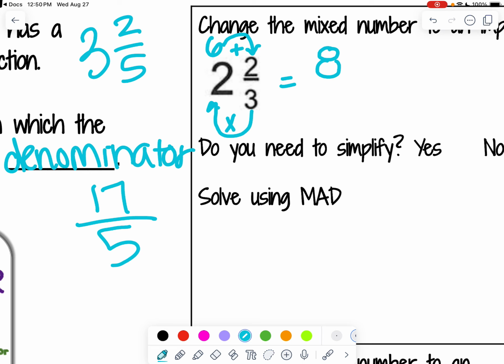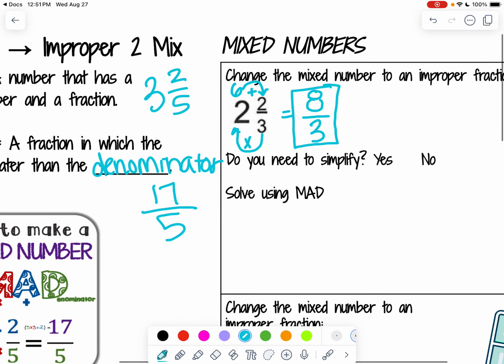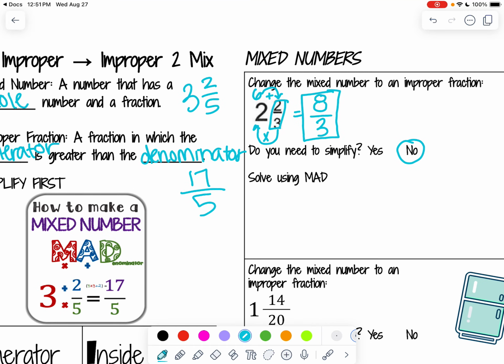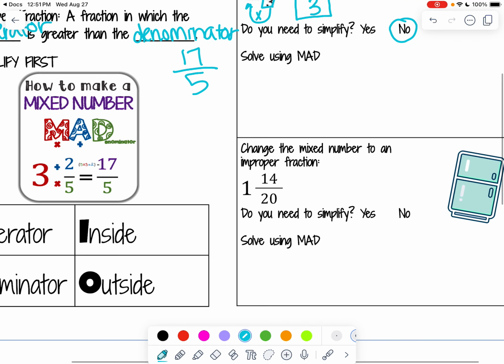And that is our new numerator for our improper fraction. And then our denominator will always stay the same. And so this is our final answer. Did we need to simplify? No, we did not need to simplify this because 2/3 was already in simplest form. Let's look at another example.